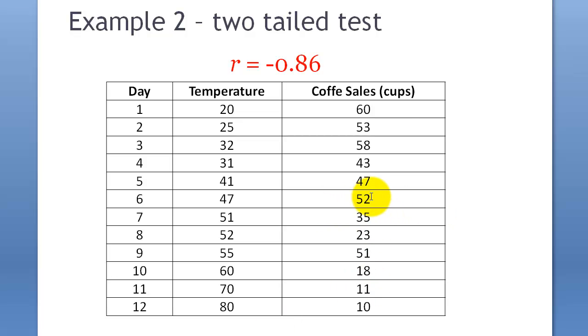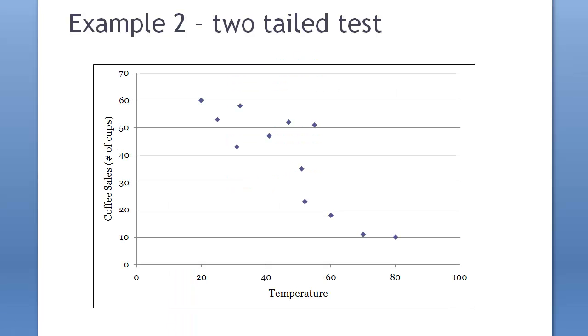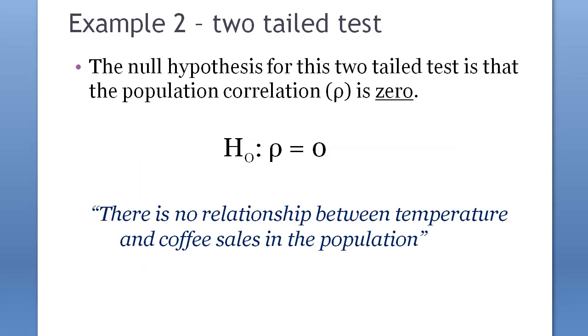correlation, the R value. It was minus 0.86. It's a really strong correlation, even stronger than the earlier example. So it looks like this. So we do a hypothesis testing. In this case, there's no direction, so okay.